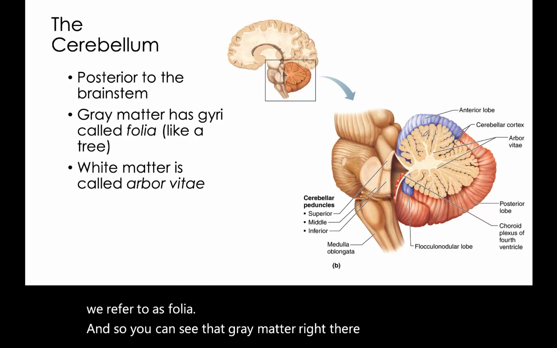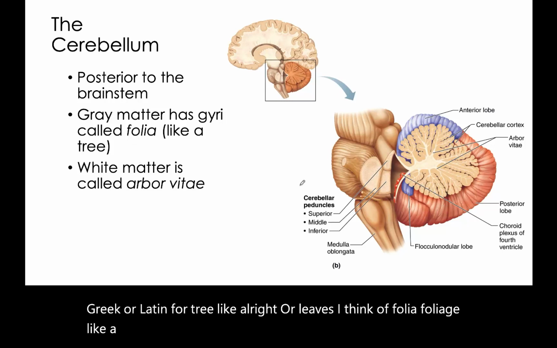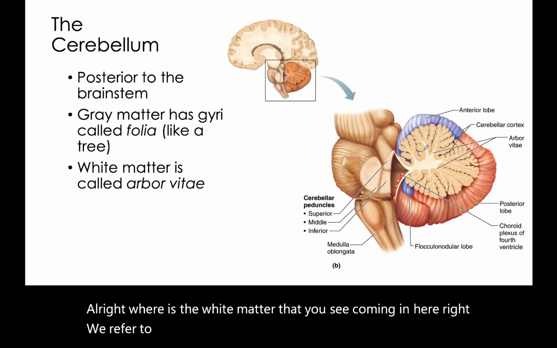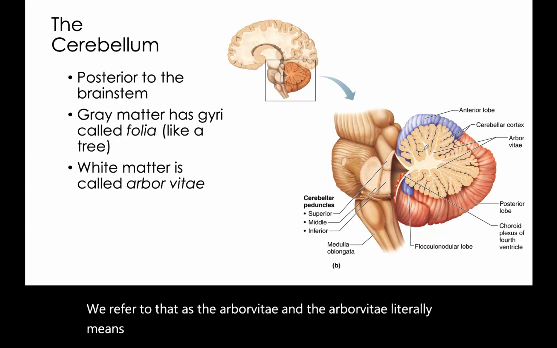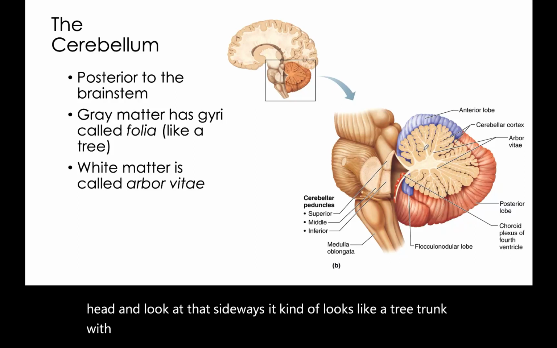And that's Greek or Latin for tree-like, or leaves. Think of folia, foliage, like a leaf. Whereas the white matter that you see coming in here, we refer to as the arbor vitae, and the arbor vitae literally means tree of life. If you tilt your head and look at that sideways, it kind of looks like a tree trunk with branches coming up and off of it.